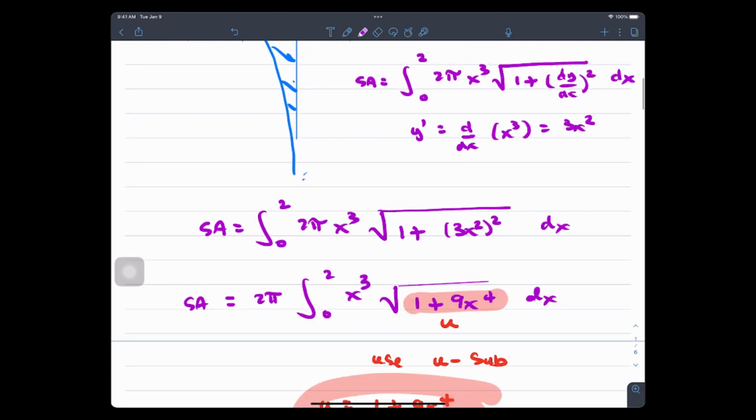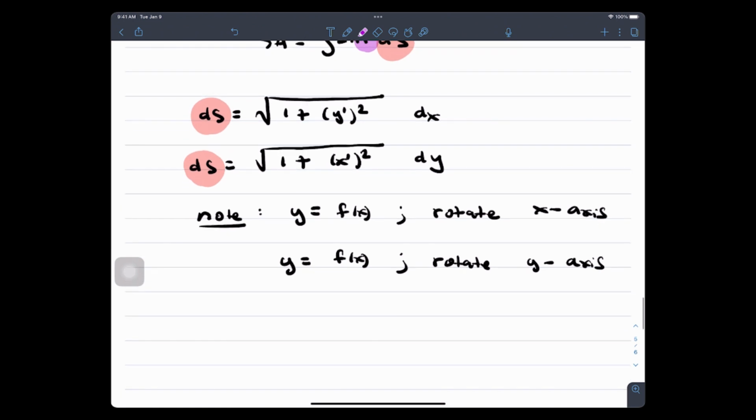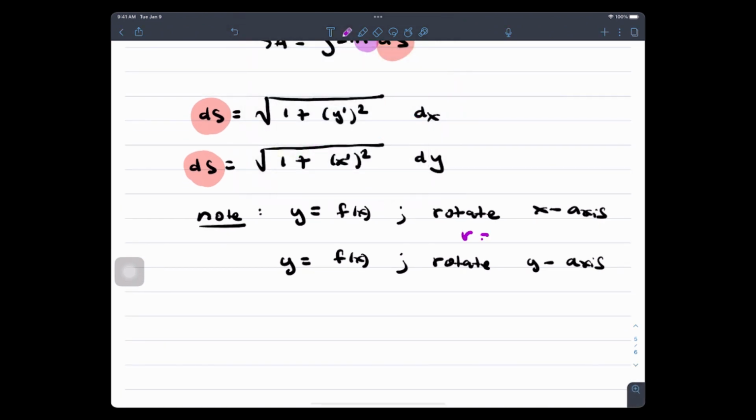So when you rotate about the x-axis, let's summarize what we did. Your radius becomes that y value. Is that right? So here, the radius is the y value. And the y value happened to be what? F of x. So I'm just wanting to let you guys know, here's my radius.